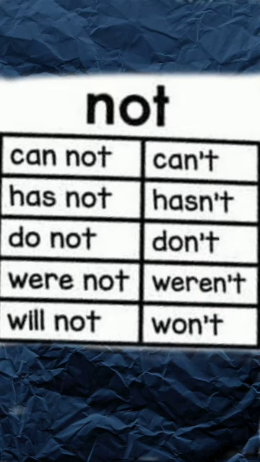The next one, not. Cannot becomes can't. Has not becomes hasn't. Do not becomes don't. Were not, weren't. Will not, won't. Check out the spellings, children. I hope this is clear to you now.